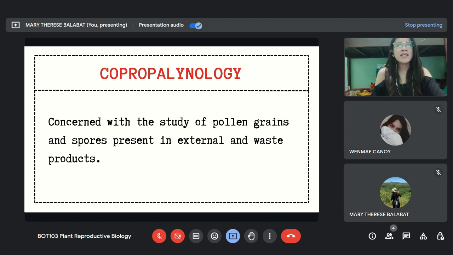Copropalynology is concerned with the study of the pollen grains and spores present in excreta and waste products. Biogenic palynology, or pollen biology, includes pollen-stigma interaction, pollen viability, germination, pollen storage, production of haploid plants, and also plant breeding programs, which may be utilized in hybridization.